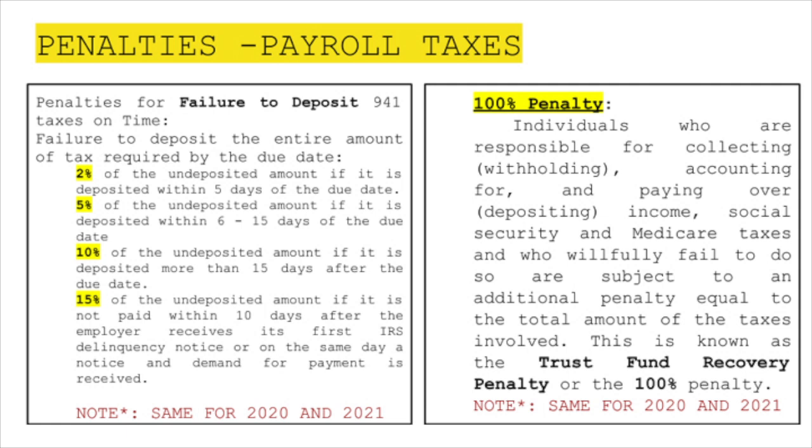And 15% of the undeposited amount if it is not paid within 10 days after the employer receives its first IRS delinquency notice, or on the same day a notice and demand for payment is received. Then there is something called the 100% penalty. Employers who are responsible for collecting, withholding, and paying the taxes, if they don't do that willfully, are subject to an additional penalty equal to the total amount of the taxes involved. This is known as the trust fund recovery penalty.